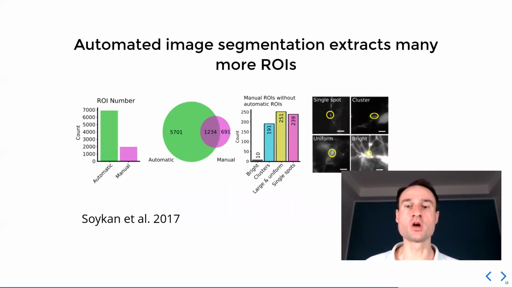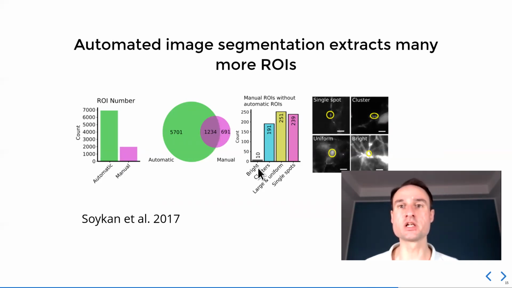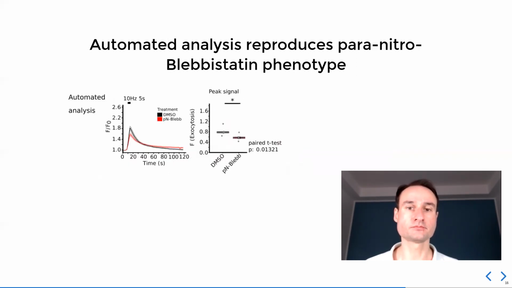To benchmark our workflow, we applied SynActJ to an existing dataset that has previously been analyzed manually. Our automatic analysis detects many more regions of interest. We see that 64% of manually selected ROIs overlap with automatic ones. And we looked into what ROIs we were missing with the automatic approach, and these were mostly clusters, large uniform blobs and bright structures, indicating that our automated workflow might reduce manual bias.